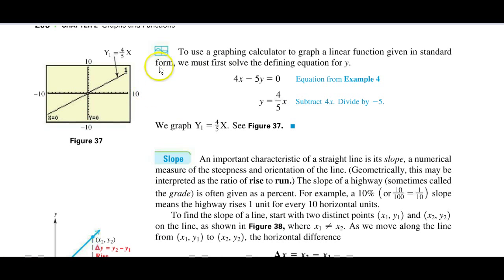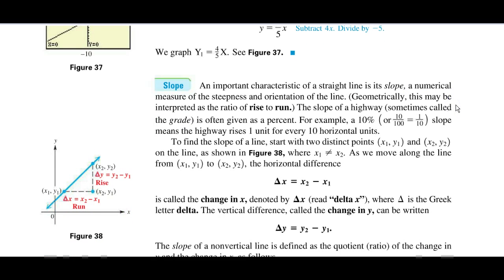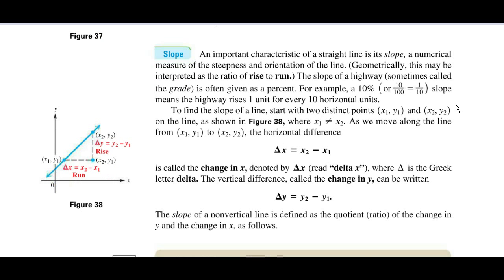Now, they're tying this into a graphing calculator. If you solve for the letter y like I did, and then y sub 1 comes up, you put in 4 divided by 5, and then the x in the calculator. This is the graph that you get. Now, they are tying this in a little bit now to introduce the concept of slope. Slope is how the line, in a sense, leans, or the characteristics of the line.